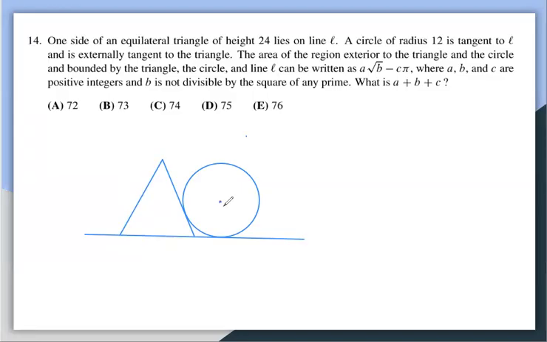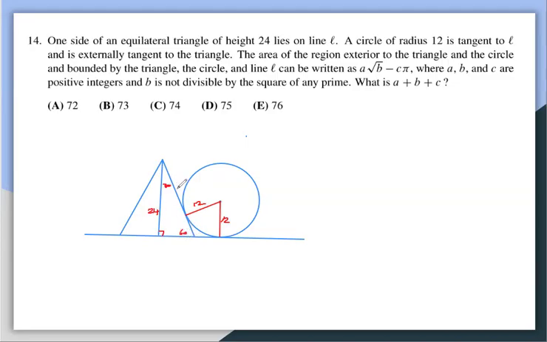Okay, so imagine this is the case. We have a circle with radius 12, and then we have an equilateral triangle that has a height of 24. So let's drop the altitude. And then we know we are talking about the circle, so we have to connect the center to the tangent points. So this is one, and this is another tangent point. We can connect those. So this is 12, this is 12, this is 90, and then this is 24. And then we know this is 60.